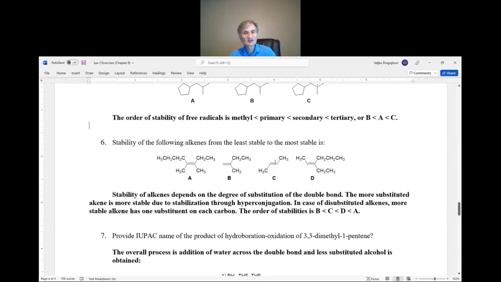Notice that C is trans. If there was a cis isomer, it would have been less stable than trans. This one is cis isomer. A is cis isomer. So there is something more stable than that, and it will be trans, where methyl and ethyl, for example, are flipped. It will be trans isomer. But with these four that you have on the test, you would simply answer B, C, D, A.